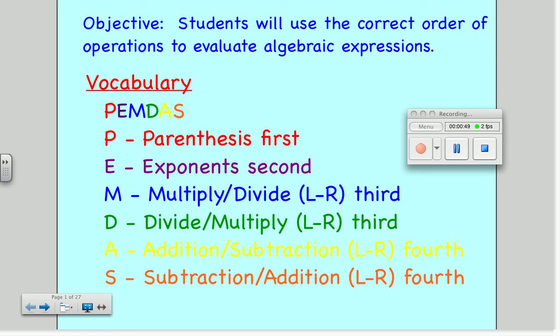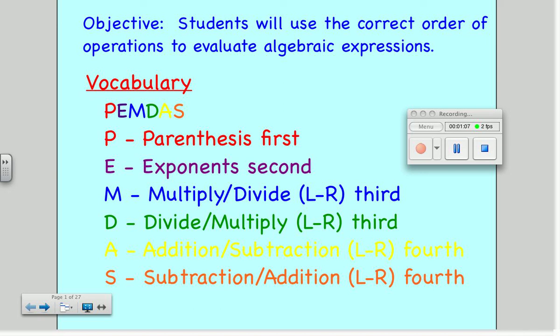Next. I'm sorry, guys. Back to this for a second. Write this all down. I want you to write lesson 1.4. I want you to write the objective. I want you to write the vocabulary. If you need to pause here, pause and write it down. I'm going to the next slide.